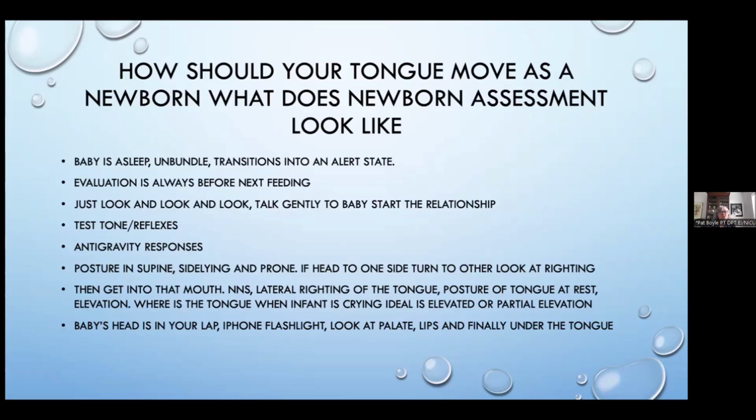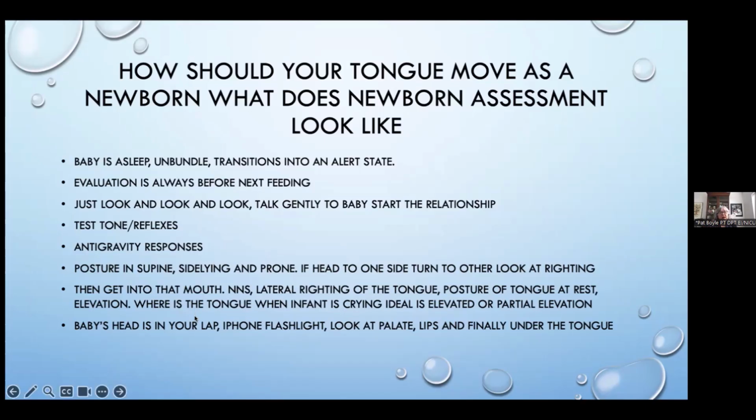I look and see just how they deal with supine, side lying, and prone. And in prone, especially if their head is turned to one side, I'll turn it to the other side to see if they will then pick it up and look over to the other side. And then I get into their mouth. I look at their non-nutritive suck. I look at their lateral rolling of the tongue, posture of the tongue at rest, whether it elevates, where the tongue is when the kiddo's crying. And the tongue should not be on the floor of the mouth. It should be either midline or elevated beyond midline.